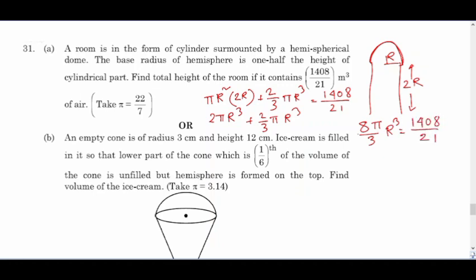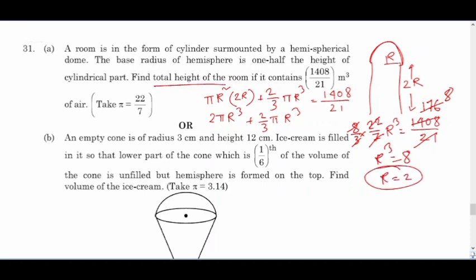Now if we put the value of pi, pi is 22 by 7, 8 by 3 into 22 by 7. 7 threes are 21, 21 cancelled out. Now 8 ones are 8, 8 sixes are 48, 22, 8 are this. So the r cube value is 8, that is r equals 2.